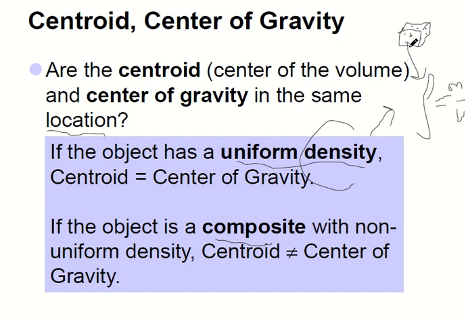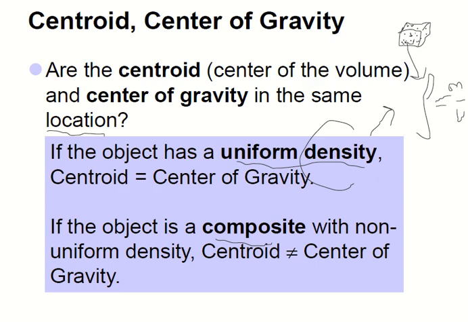If you have different density pockets, meaning dense here, and then not dense and scattered, poorly distributed here, and then dense at that corner, this is called composite, and it isn't uniform. Your mass is not distributed uniformly. At that time, the center of the volume is not equal to the center of gravity.